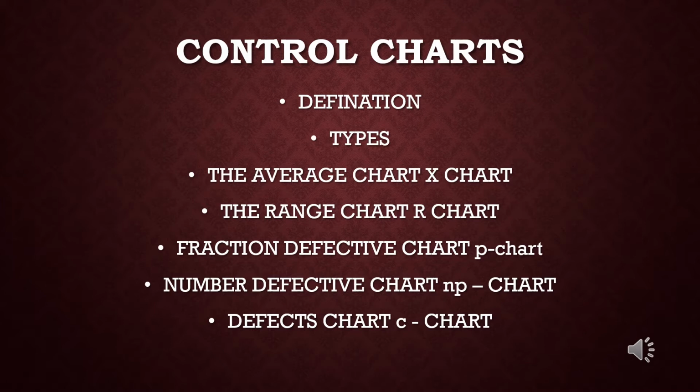The P chart is generally known as the fraction defective chart, which records the proportion of defective items in a sample. The NP chart is also called the number defective chart, which records the number of defective items in a sample. The defects chart, or the C chart, records the number of defects in a component or a particular product. These are the different kinds of control charts that any organization generally uses.